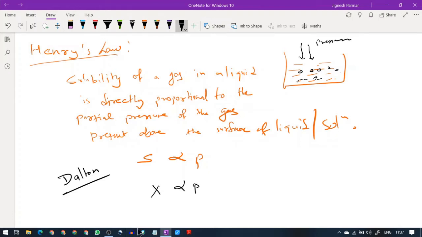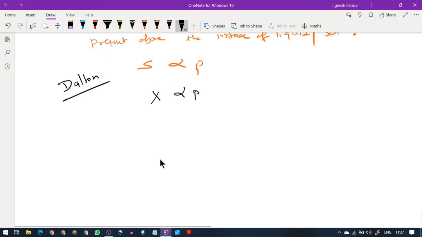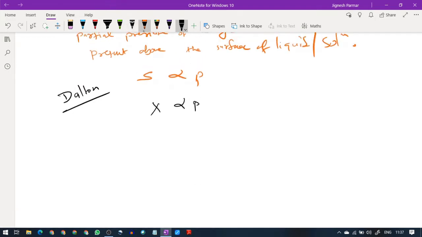This is what was given by him, and that's why both of them are the same, because solubility and mole fraction are both kinds of concentration expression of a liquid or a solution. So the same thing he says, and that's why most of the time this is the law you are supposed to write when they ask you to state Henry's law in the exam. It can be a 3-mark question: state Henry's law and write its uses.